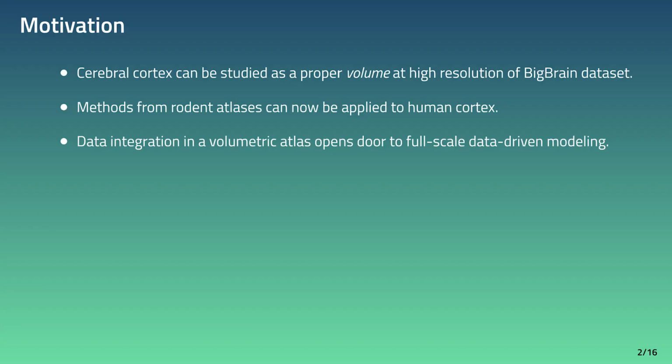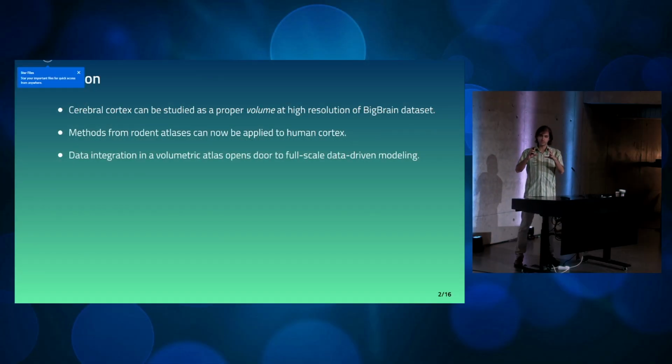The motivation of this project was that when I found out about the BigBrain data set and saw that it was very high resolution, the cortex was this big chunk that was actually a proper model, a proper volume, and not just a surface, as it's treated in many studies. So I thought, well, I can apply the methods that I have for rodent cortex to the human cortex. And of course, also thinking that having an atlas, a volumetric atlas where you can then integrate data, is the first step towards doing full-scale data-driven modeling, like the kind of modeling that we do at the Blue Brain.